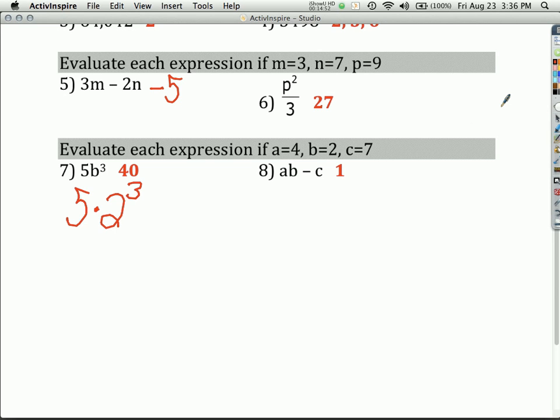So now I need to do 2 to the third power. What's 2 to the third power? Rashida? You multiply 2 3 times. And so what does it come out to? It comes out to 8. Very good. And now it's 5 times 8, which, as you know, is... Caesar. You got what? 80. Okay.